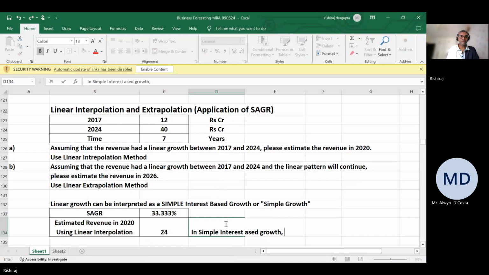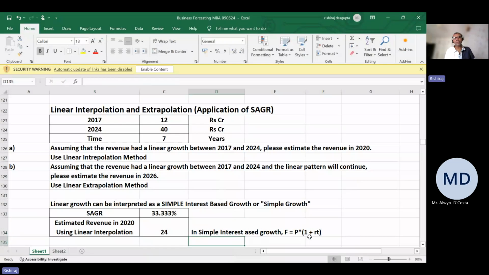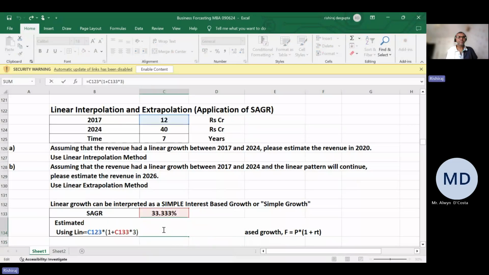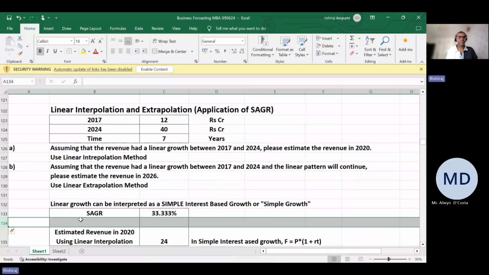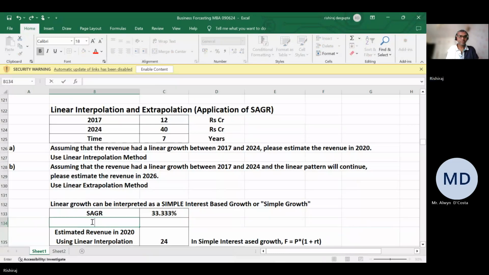In simple interest based growth, future value equals P into 1 plus RT. Basically you can take P common: P plus P into R into T becomes P into 1 plus R into T. So I've used the same formula, P into 1 plus R into T. T is 3 years, since the time from 2017 to 2020 is 3 years.